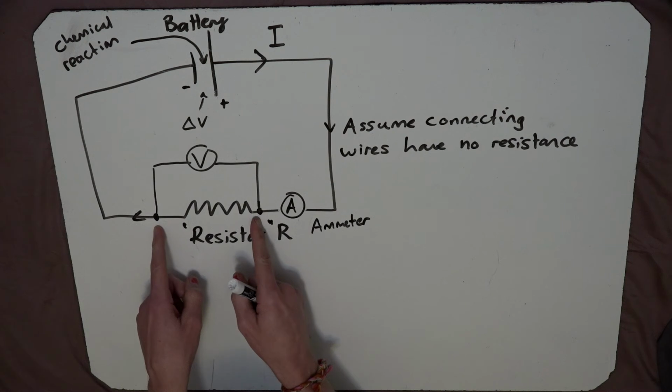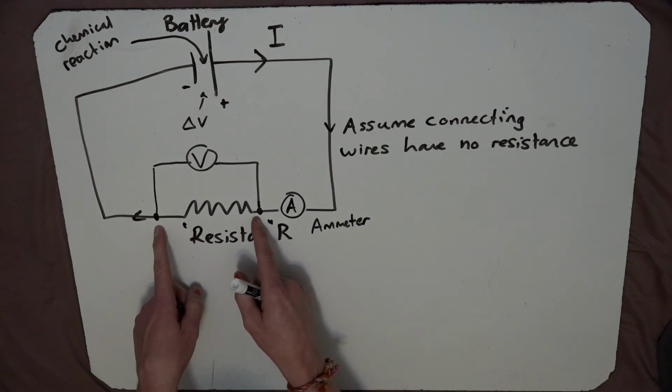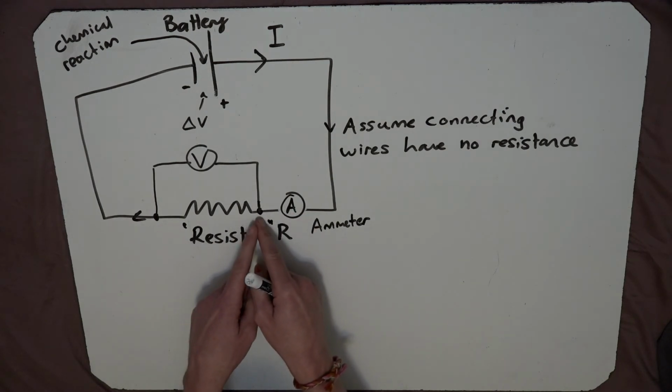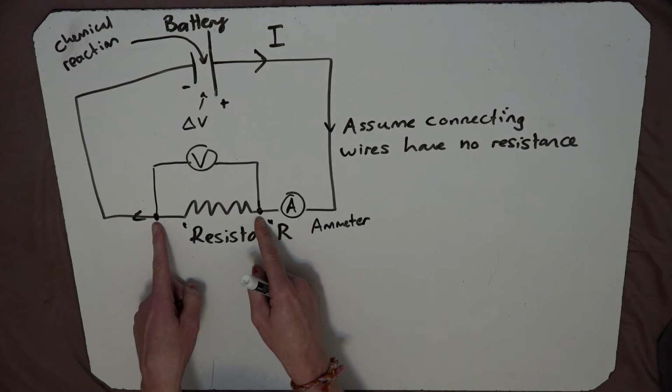On the other hand, the voltmeter needs to be connected at two different points in the circuit because we want to compare the potential of the charges before they enter the resistor to the potential of those charges after they've passed through the resistor, thus measuring potential difference.